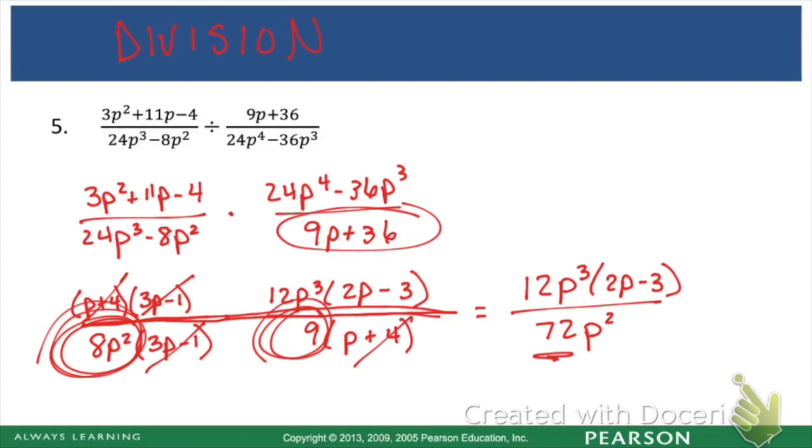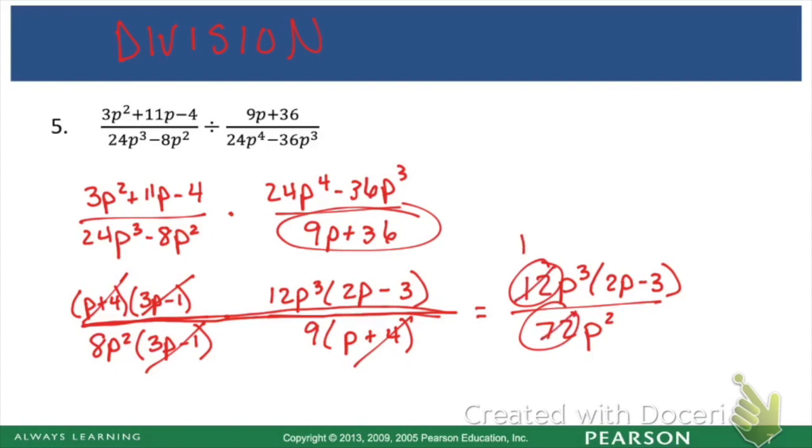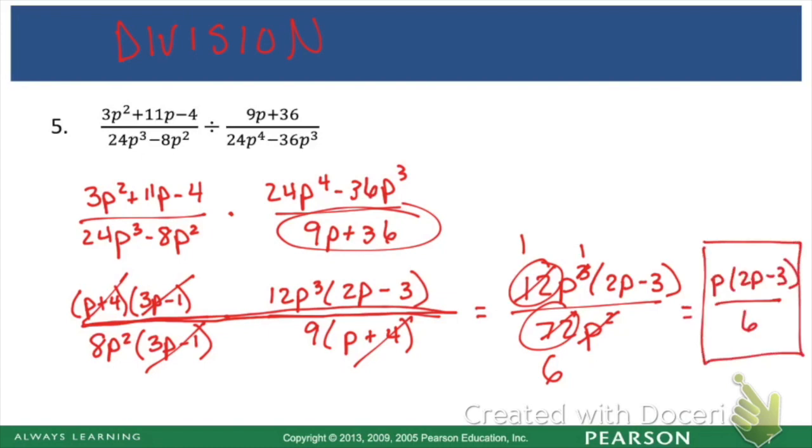Okay, so I could have canceled before this, but right now I have 12 over 72, so I need to reduce those. So both of those are divisible by 12. So if I divide the top by 12, I get 1, and the bottom I get 6. And then you can look at the p's. P squared I can take out of both of them. So p squared goes away on the bottom, and if I take out a p squared on the top, there's only going to be 1p left. Okay, final answer right here. Don't forget to reduce.